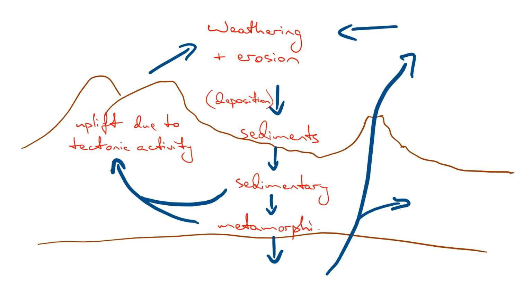Now, that metamorphic rock, like the sedimentary rock, could actually be uplifted due to tectonic activity. So you'll note there's an arrow coming from metamorphic rock going up as well. So we've got two cycles there. We could go from the sediments to the sedimentary and then be uplifted, weathered, eroded, back to the sediments, or we could go further down to the metamorphic rock, and then that could be uplifted, and we've got two little loops so far. However, this rock may not be uplifted.